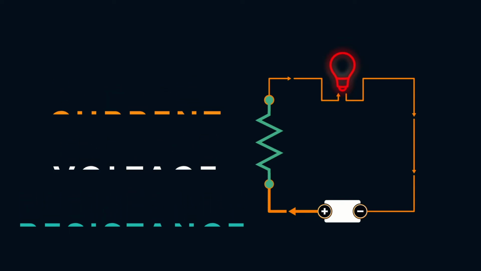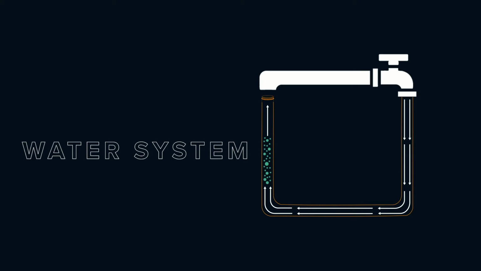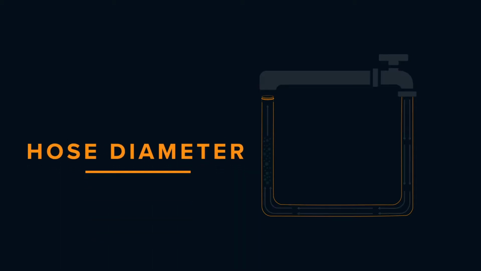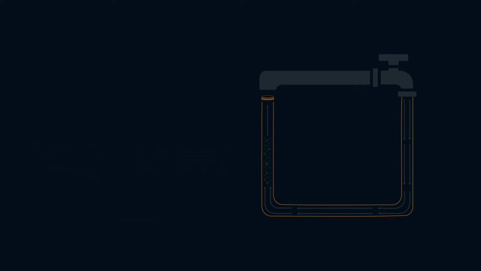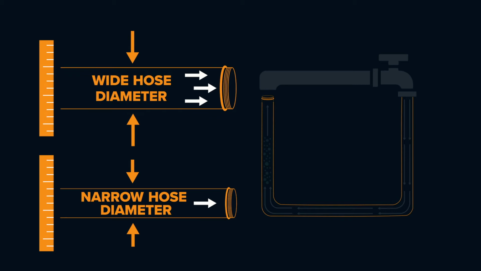Now, we'll apply the same concepts you've just learned to a water system. Water flowing through a hose will naturally flow in one direction. And in this example, the hose diameter will affect the rate of flow. A wider hose will give more water, whereas a narrower hose will limit the amount of water flowing through your system.